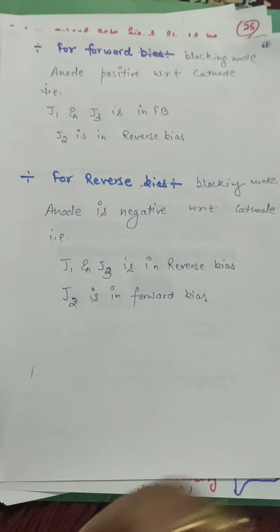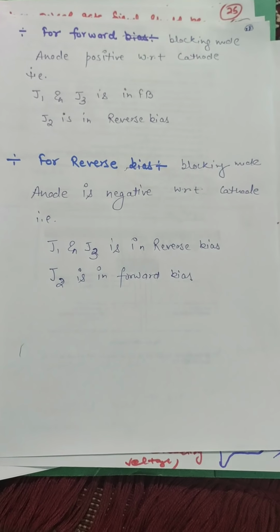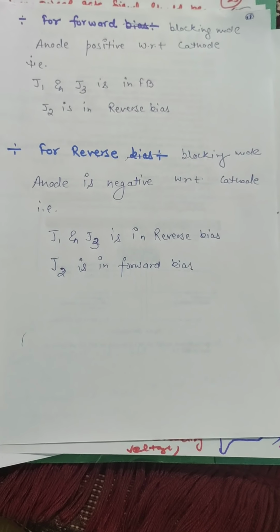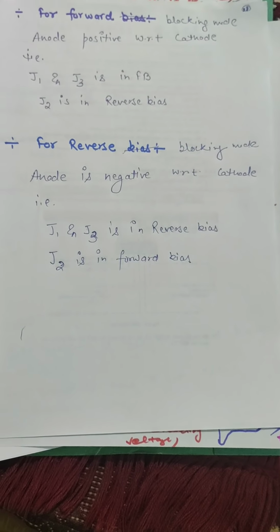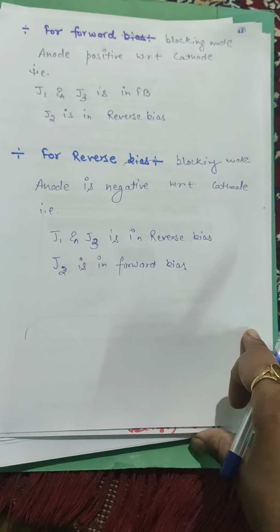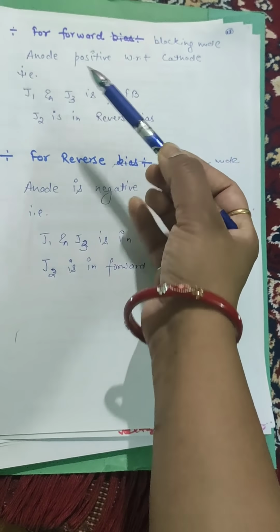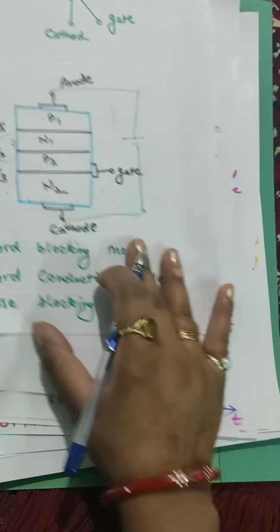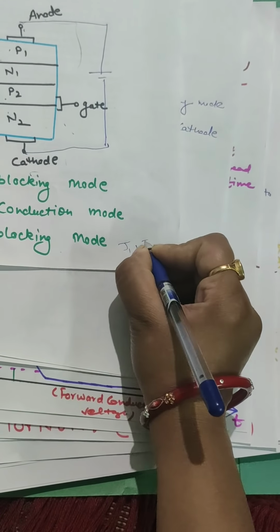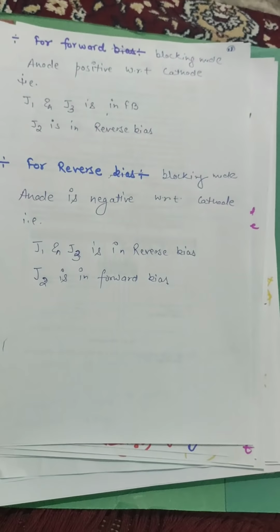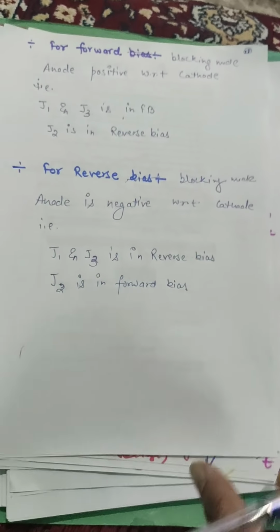And forward conduction mode is when J1, J2 and J3 are all in forward biasing, or we can check from the characteristics further. So that is reverse blocking mode, and this is forward blocking mode. Forward conduction mode is when J1, J2 and J3 are all in conduction mode.